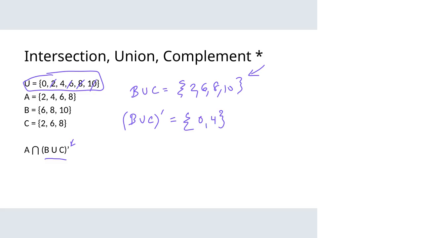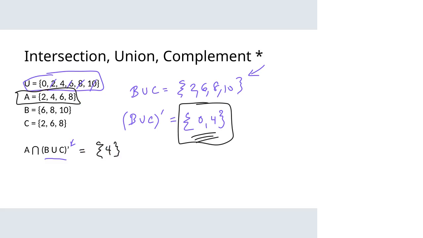Now I have 0, 4, and what I want to do with that is intersect with set A. So I want to know, where does this set right here intersect set A? What do they have in common? And the only thing they have in common is the 4. And so A intersect B union C complement is just a set with the 4 in it.